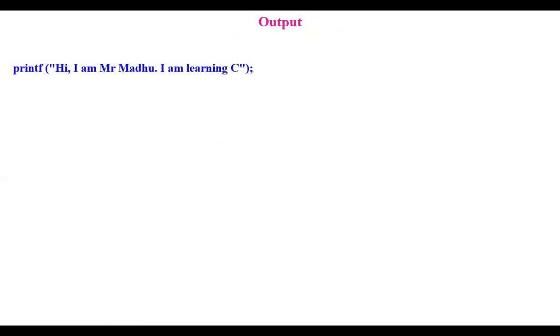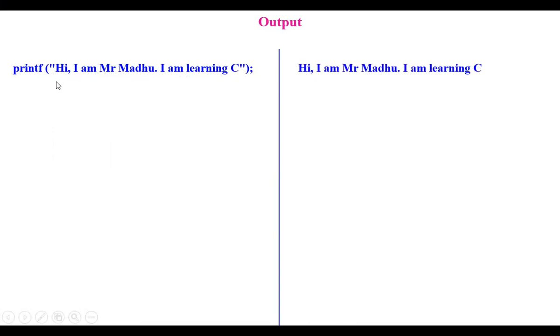Suppose I am using a printf function, and "Hi, I am Mr. Madhu, I am learning C." This is what I have written in a printf statement. Within brackets and within double quotes we must write, and this statement should end with a semicolon. Just this is to learn how the printf function works; these are all actually used in the program. Now coming to the output, when you write a statement like this, whatever is written within the quotes will appear the same here.